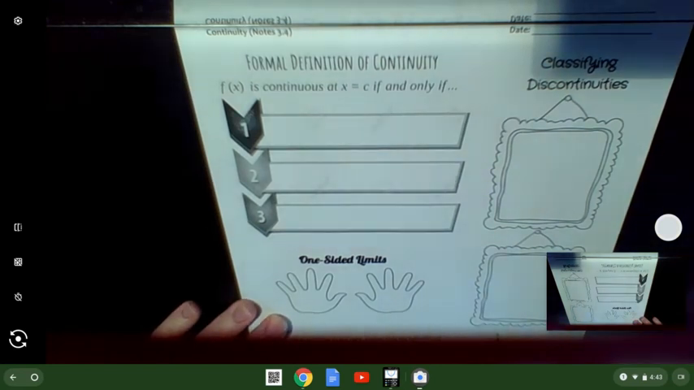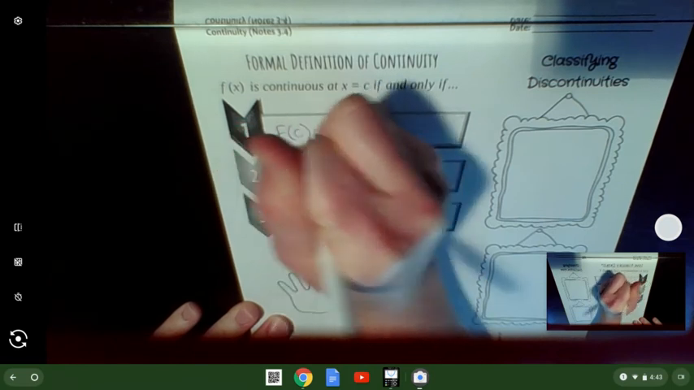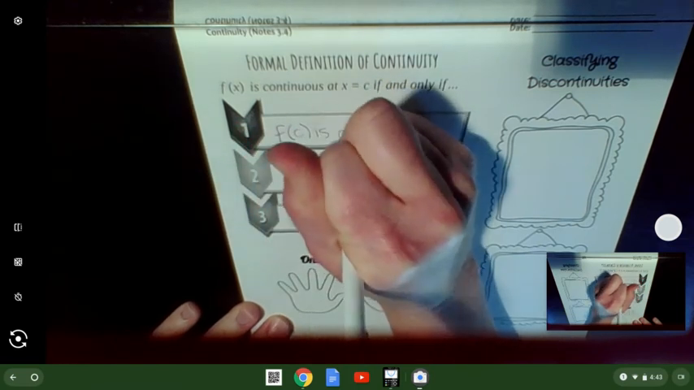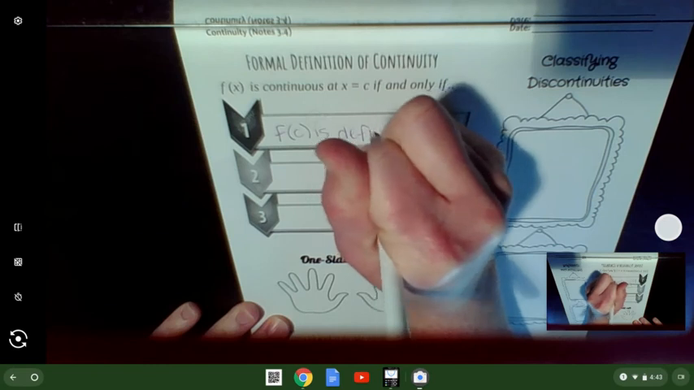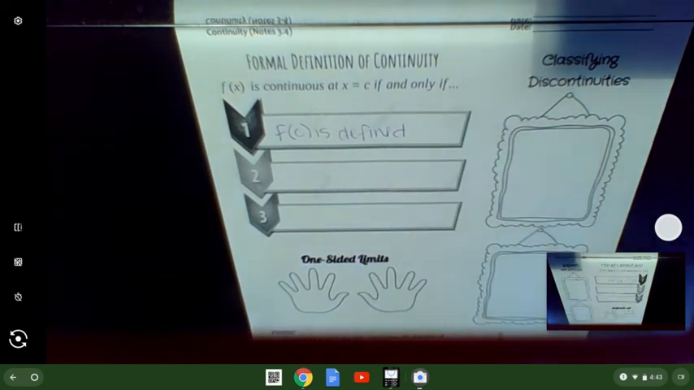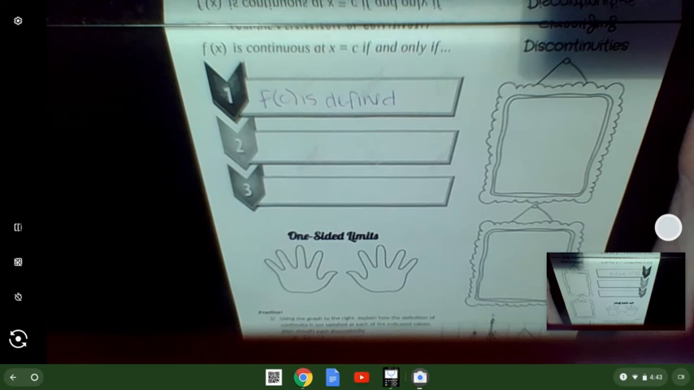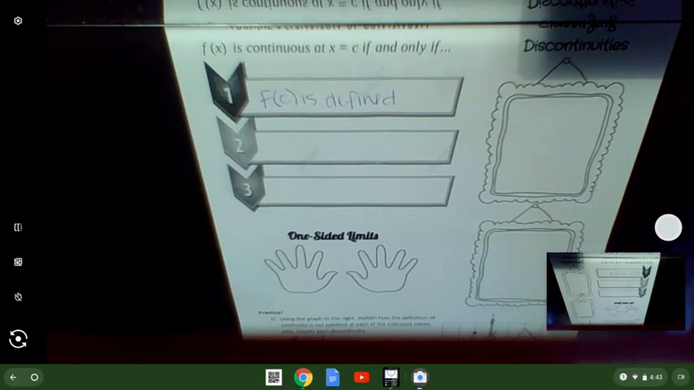So in order for a function to be continuous, first thing, f of c is defined. In other words, if I ask you to determine the continuity of a function at a certain point, like if I ask you, tell me about the continuity of the function at the x value of 4, f of 4 has to be defined. I must have an actual point on the graph. And of course, we will go through what all this means in some application math problems coming up.